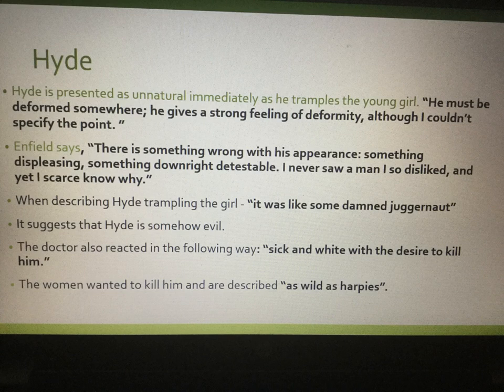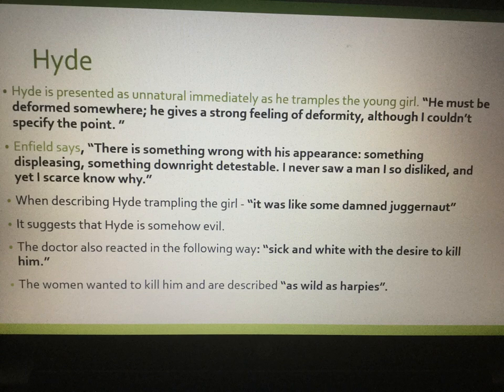It almost sounds violent. When describing Hyde trampling the girl, we're told it was "like some damn juggernaut." Look at the imagery of juggernaut and what, again, that implies when analysing language. Something unstoppable, something very powerful, beyond natural.